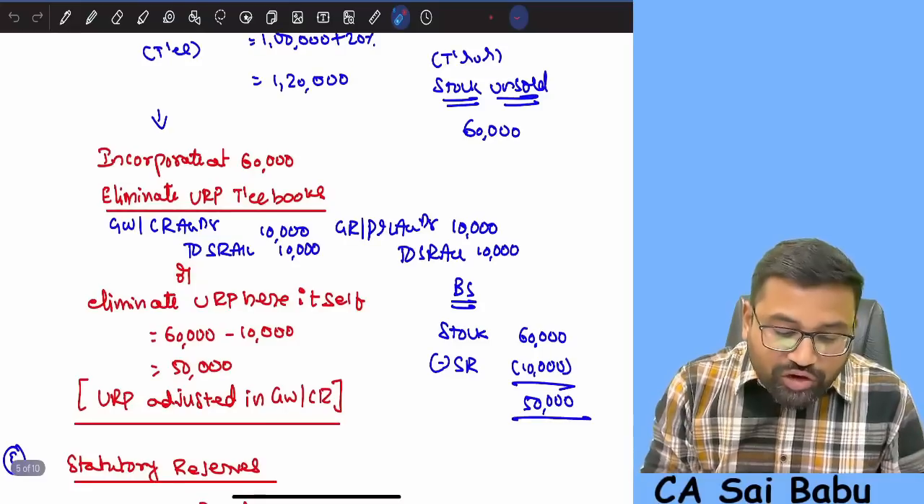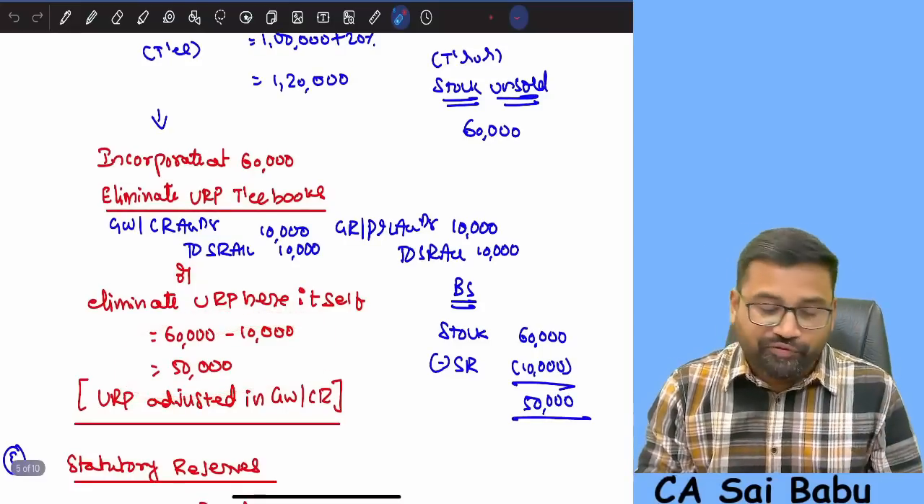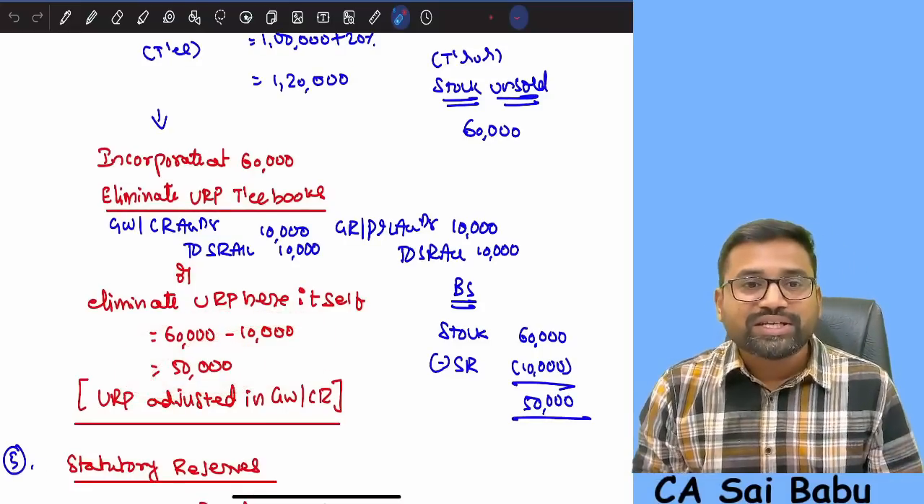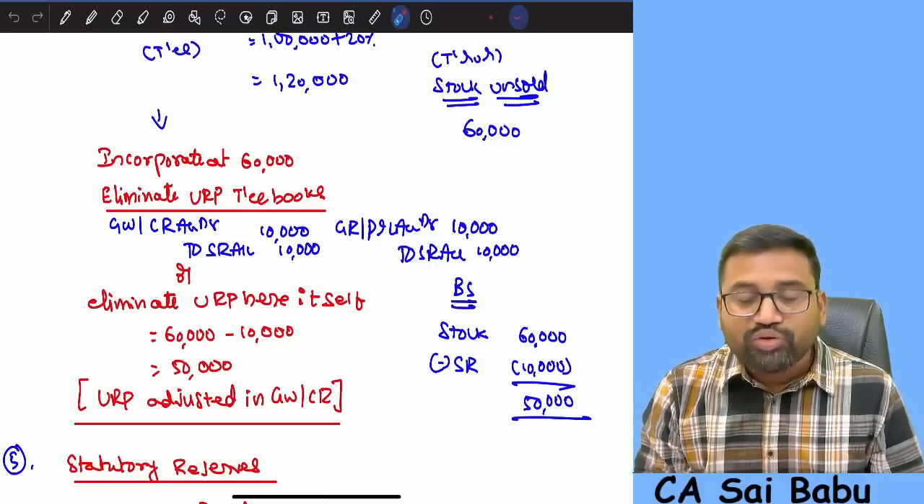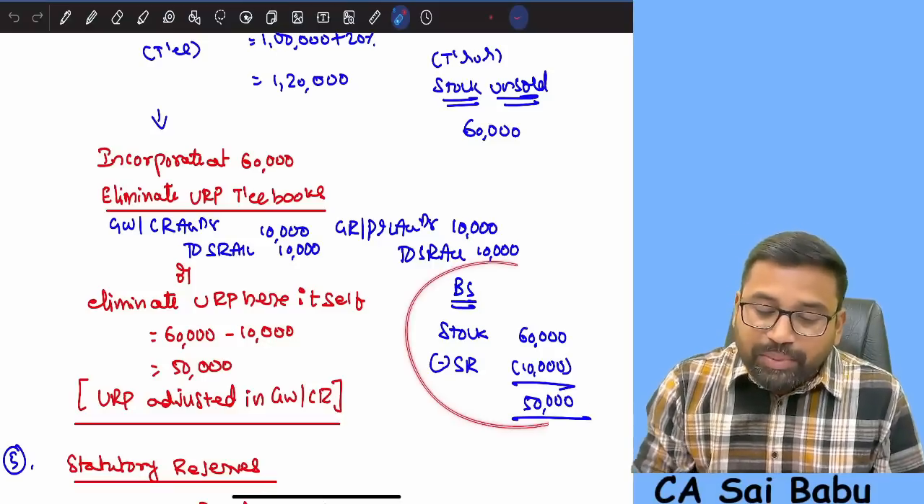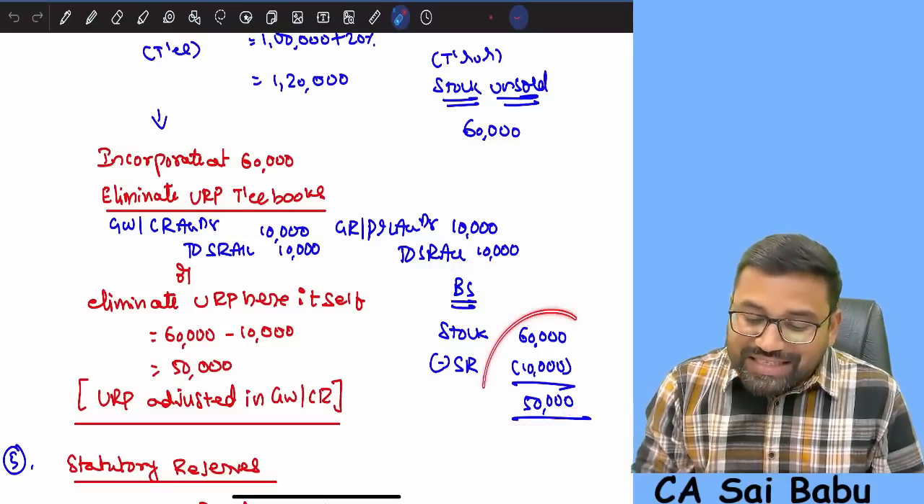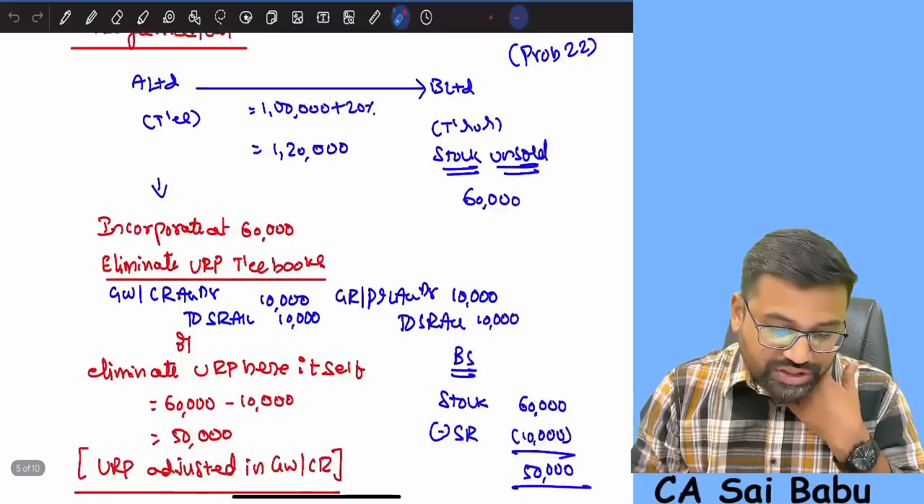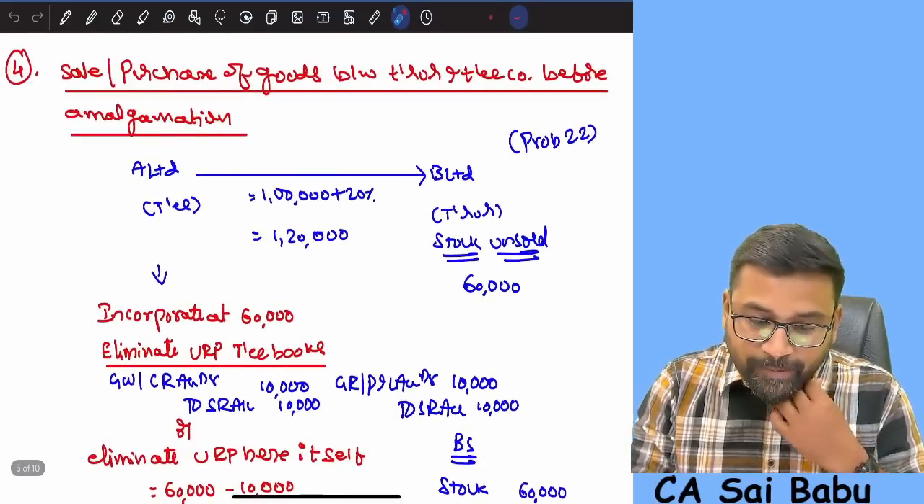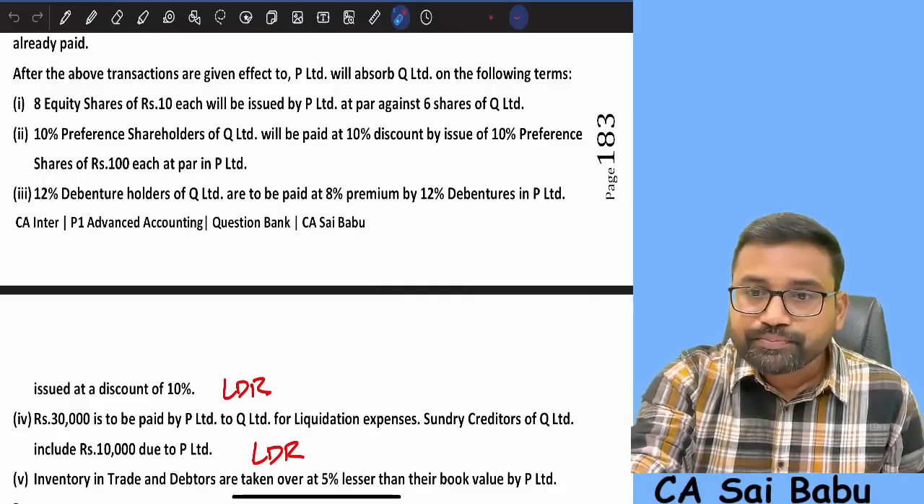Or at the time of incorporation itself, if I remove this unrealized profit, then automatically it will be adjusted in the goodwill or capital reserve. Okay, no need to eliminate separately. And when I'm preparing the balance sheet after amalgamation, I will adjust this stock reserve. So this is one important adjustment, sir. I will show you one question, sir.